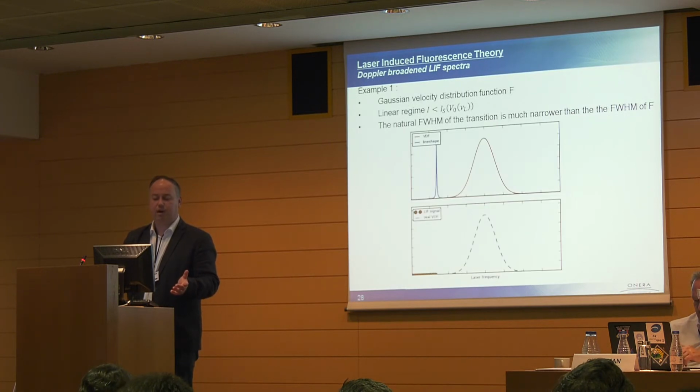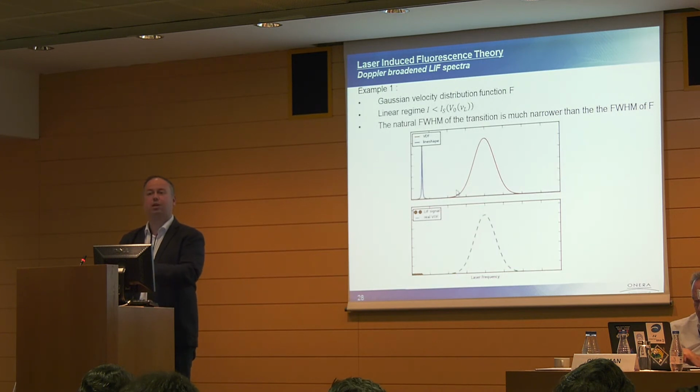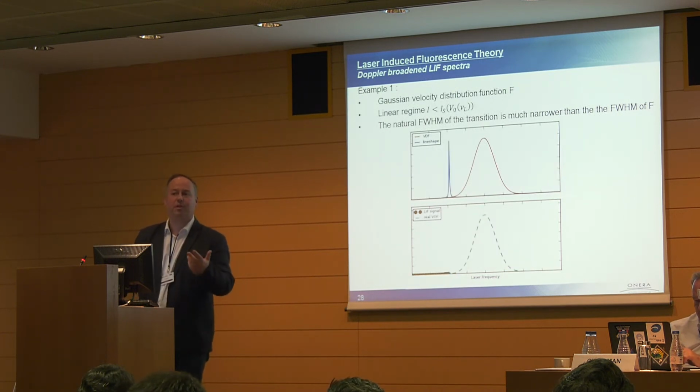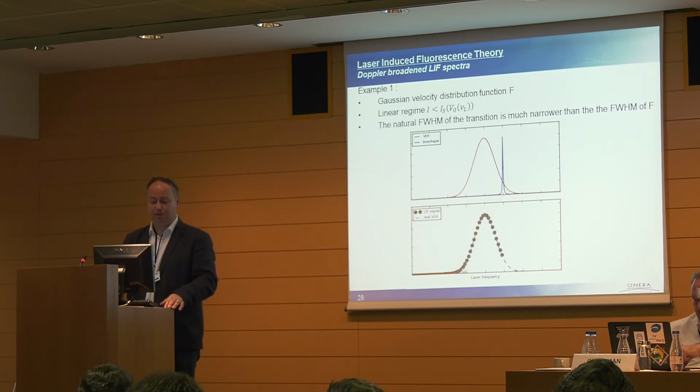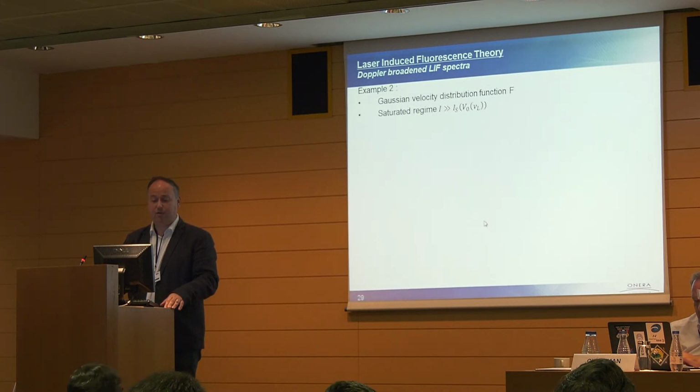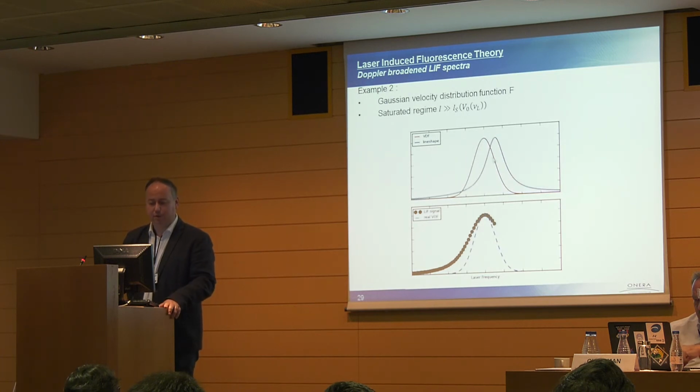Now, it's a convolution process. This is the velocity distribution of the particles, and this is the line shape, the perfect line shape of an atom. The process I show here is an illustration of the mathematical convolution process. What you will measure with your laser is the shape with the dots. Now, if you have, for example, a laser which is very broad, when we convolve it with the velocity distribution, you get a shape that is not the same.